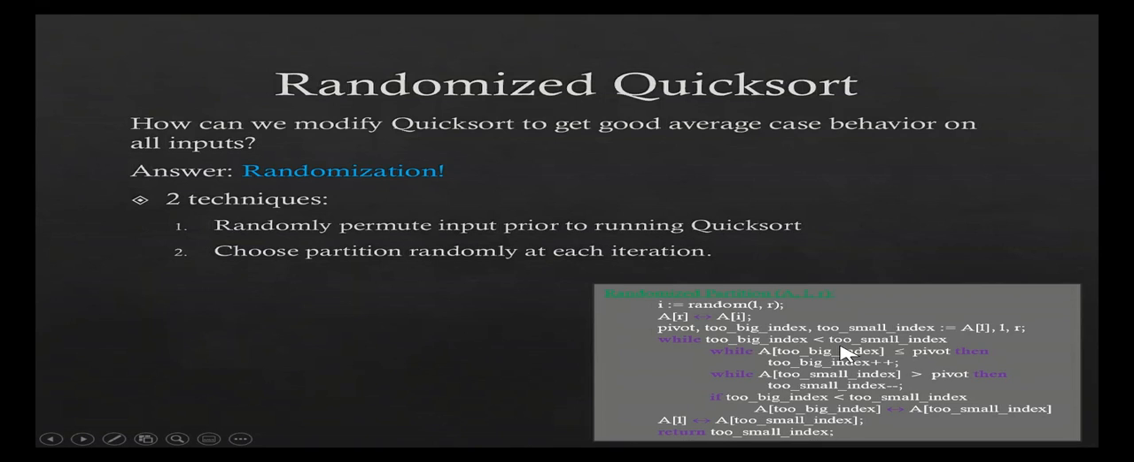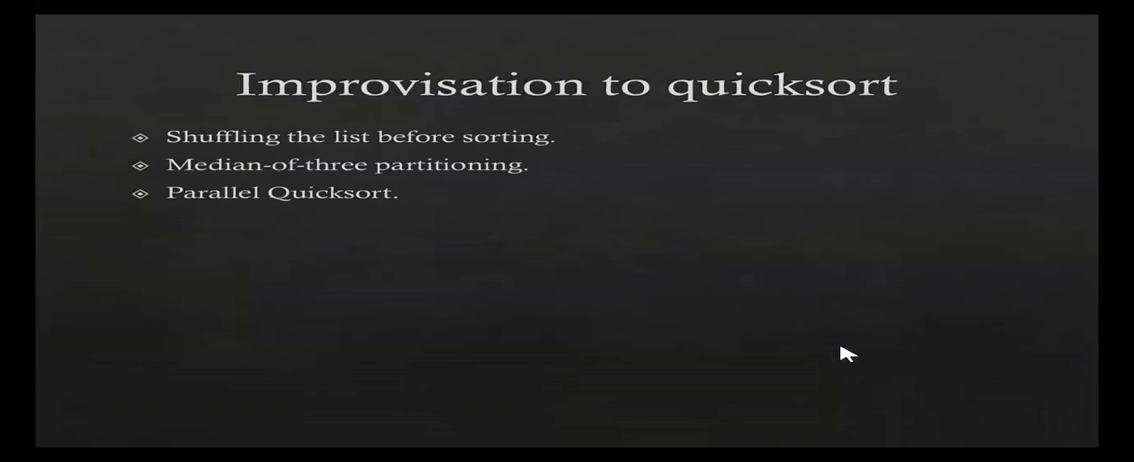So after every iteration, we'll perform a randomization. That means we will randomly select the pivot elements. In that case, we can get rid of the worst case scenarios, right? So these are the improvements of quicksort.